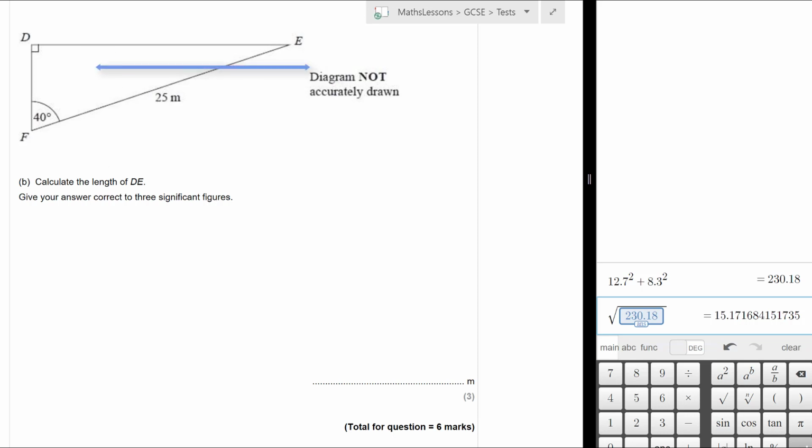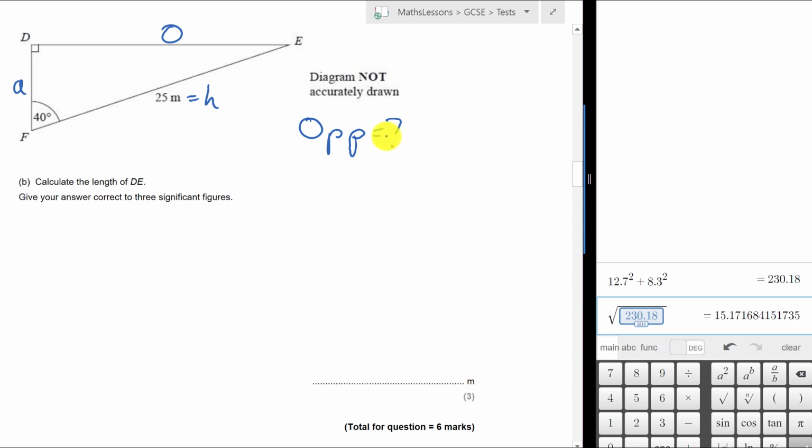So let's label up our triangle first. We've got an angle here, so this side will be our opposite side, and this will be our hypotenuse, and this will be our adjacent side. So we want to know what the opposite side is. We've got the hypotenuse and we've got the angle at 40 degrees.